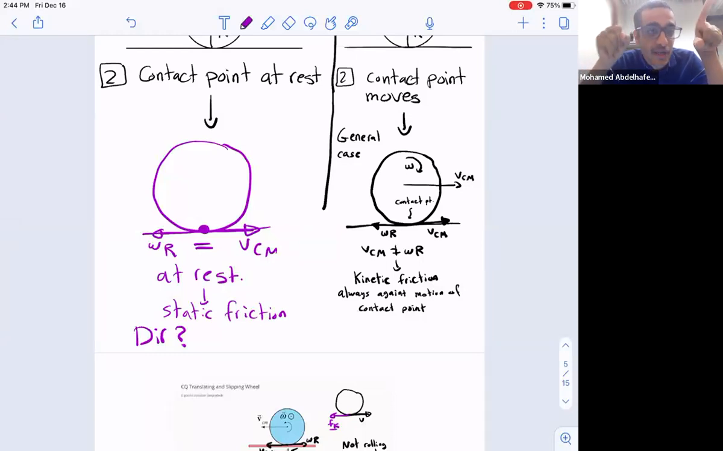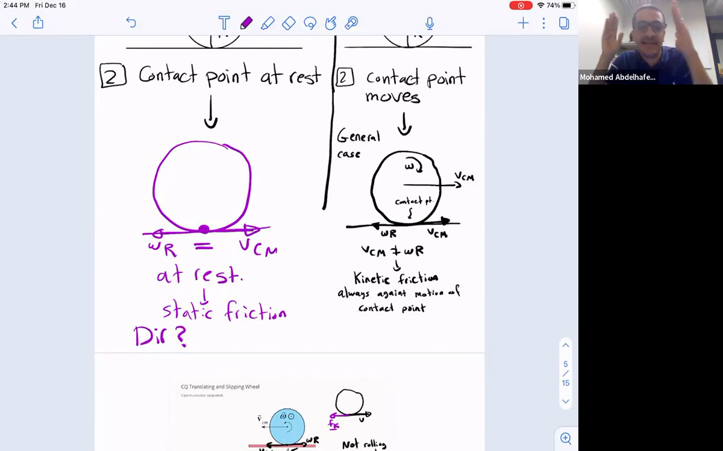Okay, static friction is tricky because the contact point is not moving. So how do you know which way static friction is going to go? This point is not moving, the net velocity is 0. So we're going to come back and talk about the direction for static friction in a second. But just for now, put this in your mind. You see rolling without slipping, you immediately think there is static friction.